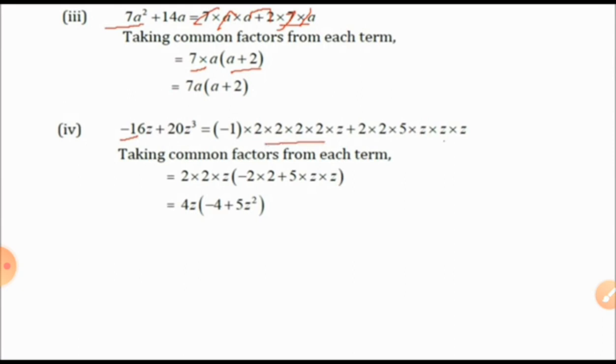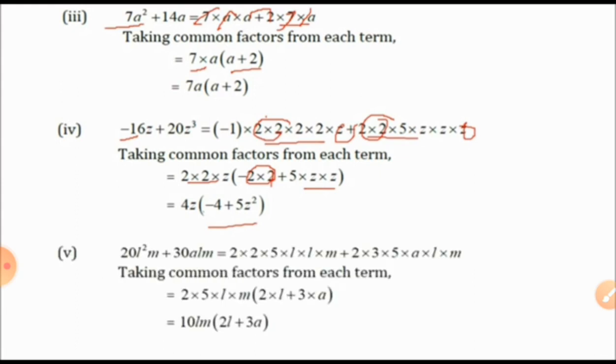16z plus 20z cube, but minus 16 is there. Minus 16, I already told you, is minus 1 multiplied by the 16 factors. Then check what the common is, 4, 4, or you can directly take out 4. Both numbers are coming, isn't it? So 4 and z are remaining in both. If we take out 4z, 4 will be left from the first, but minus 4, isn't it? Plus 5z square. Look at the fifth one. Same way here, s square m and a l m, isn't it? Okay, very good.